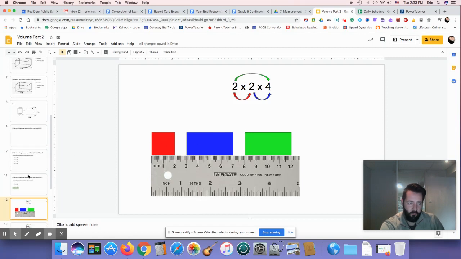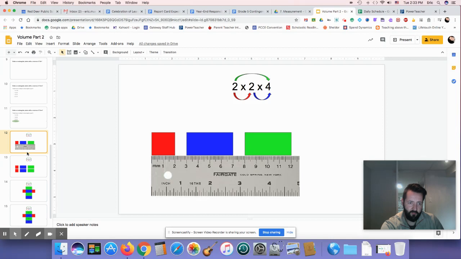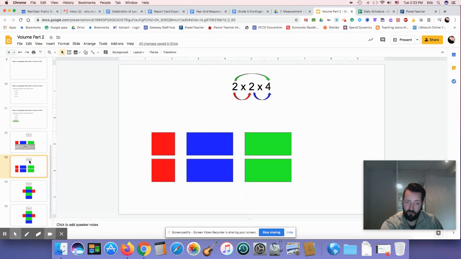And then what we want to do is, remember we said that these face sizes always come in pairs, because the top and the bottom will always be the same size, the left and the right will always be the same size, and the front and the back will always be the same size as well. So I've gone and I've made duplicates of each of those sizes.